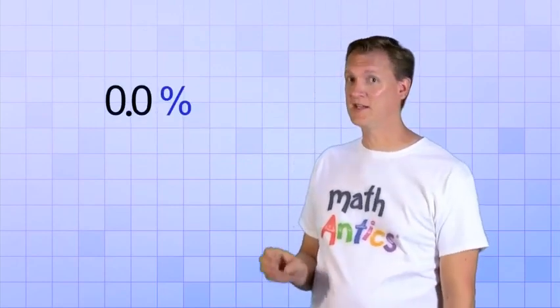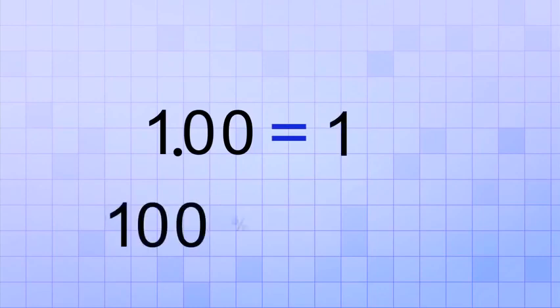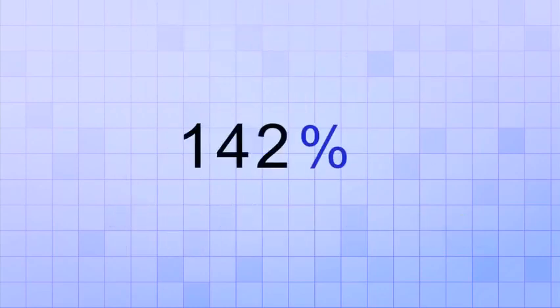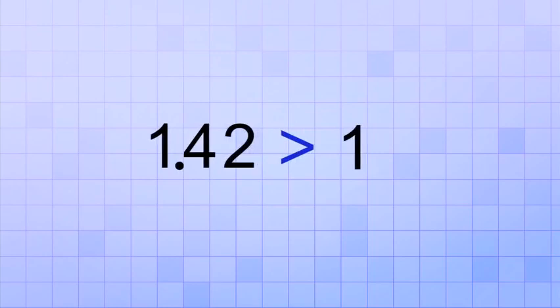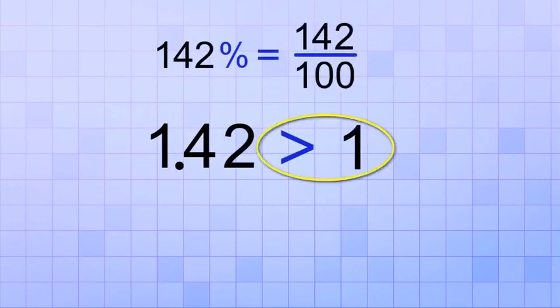0% would just be 0.00. And if we have 100% and we move the decimal point 2 places to the left, we end up with 1.00. But 1.00 is the same value as 1. And that's why 100% represents 1 whole. And if we have 142%, we move the decimal point to get 1.42. That's a value greater than 1, which is what we would expect, because 142% is really an improper fraction, 142 over 100. Its value should be greater than 1.